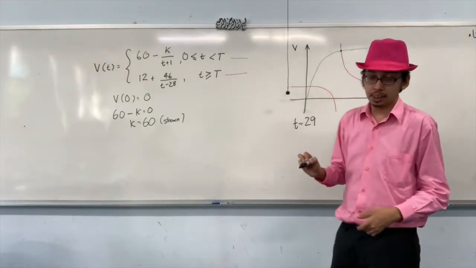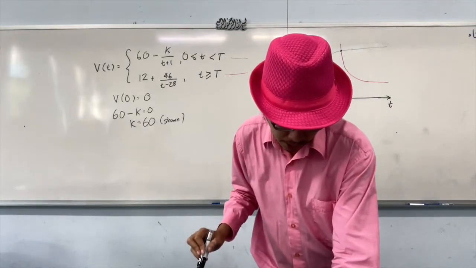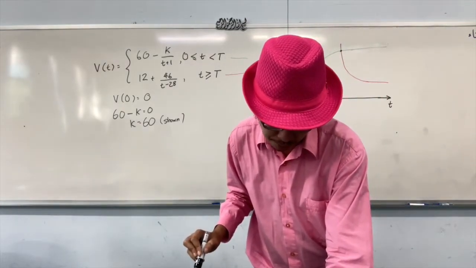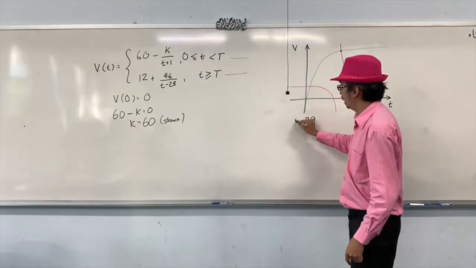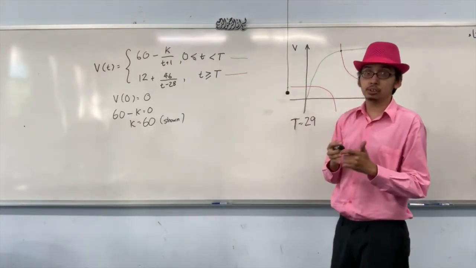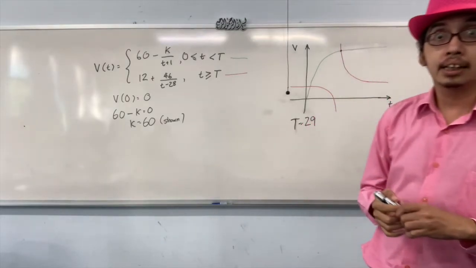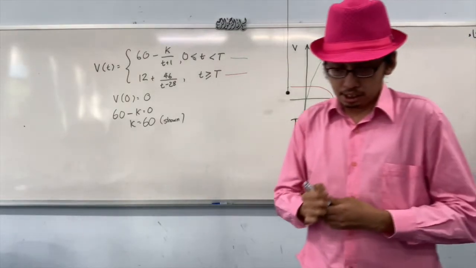So when he or she opens the parachute, hold on, oh sorry, it's capital T. So the capital T is T equals 29. Can you see?